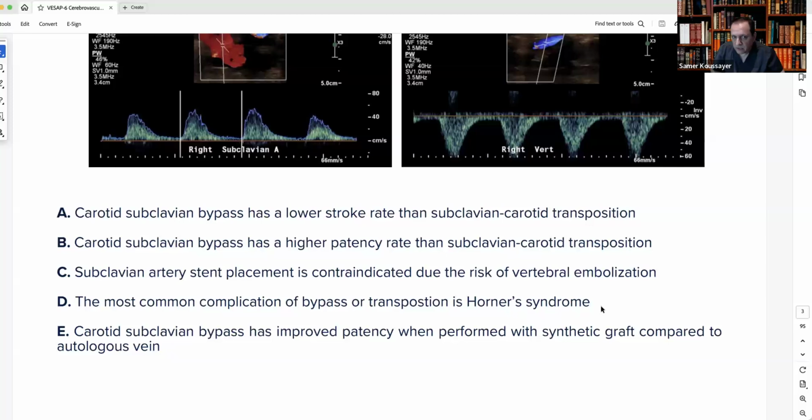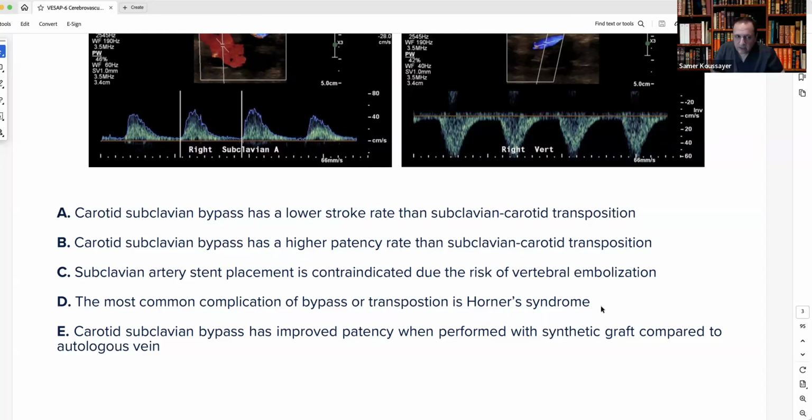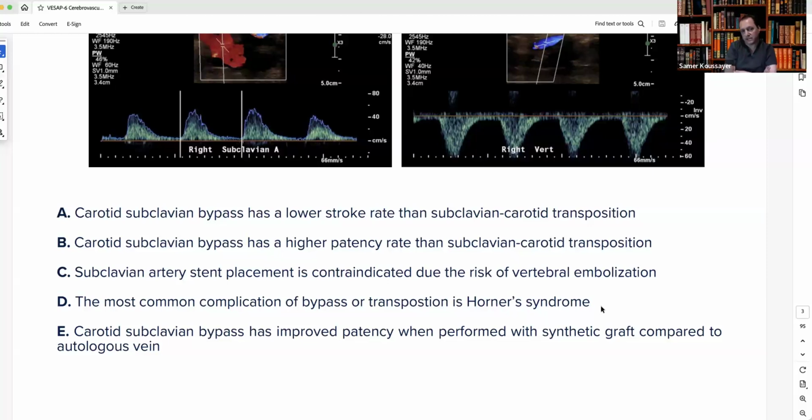So what's the problem if you dissect deep on the left side? What injury can you get? Thoracic duct, correct. This is important. So you can get that injury, and what else? The sympathetic chain, right? So you can get a Horner syndrome. So it sounds like it's better, but really you're making your surgery more difficult.